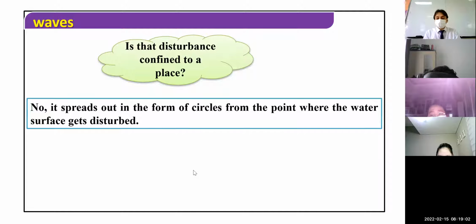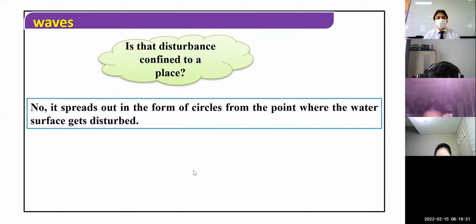Waves are generated, ripples are formed, and they start spreading out in the form of circles. If you observe this very closely, the ripples formed in a pond are in the form of circles, and from the point where the water surface gets disturbed, the disturbance travels, children.